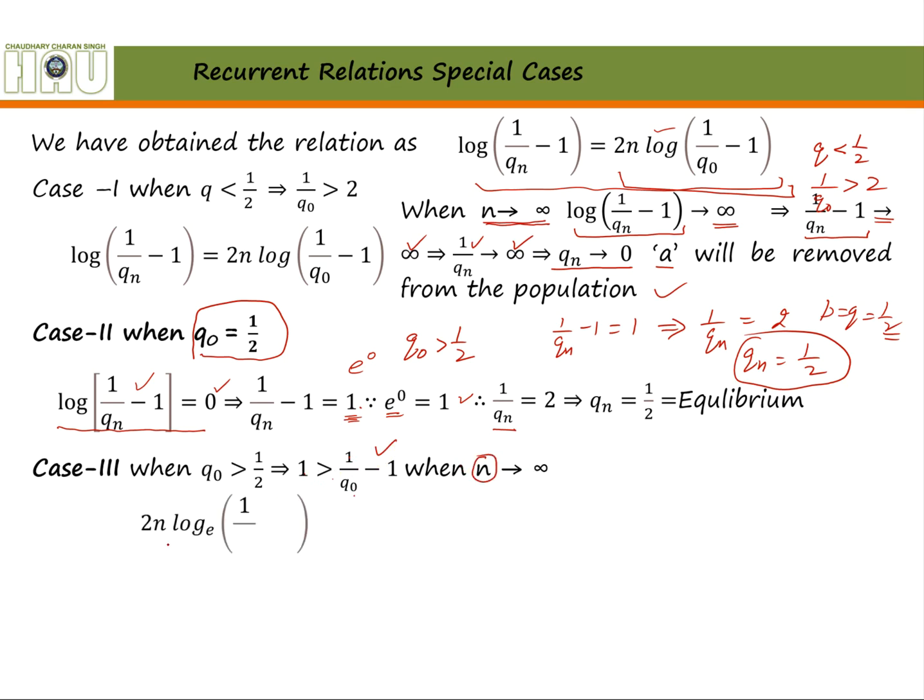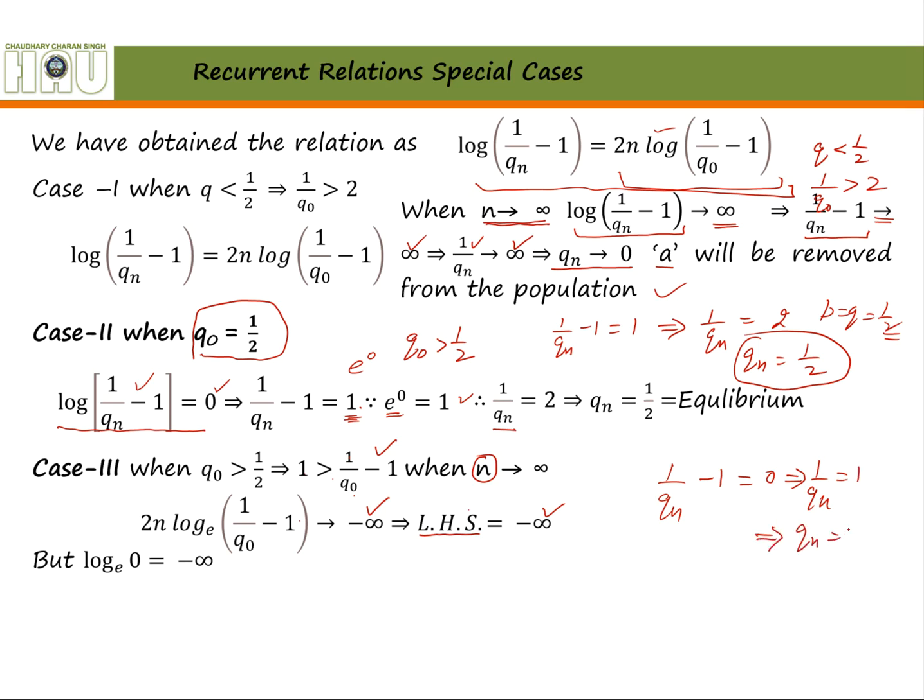So you can say that 2n log e (1 upon Q0 minus 1) tends to minus infinity, which implies the left hand side will be equal to minus infinity. But we know that log base e of 0 is also infinity. It means 1 upon Qn minus 1 will be 0. This implies that 1 upon Qn will be 1, which further implies that Qn will be 1.